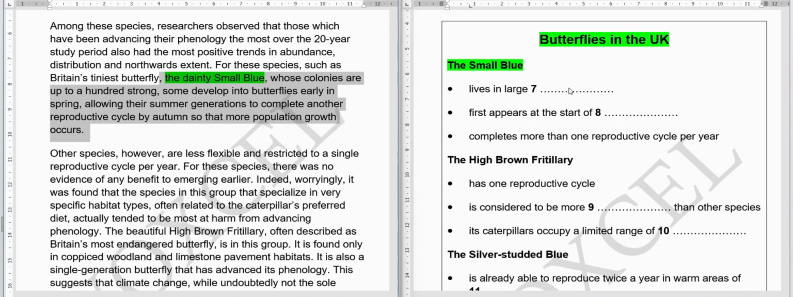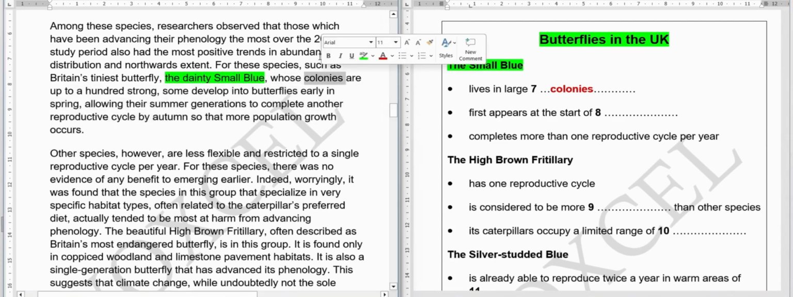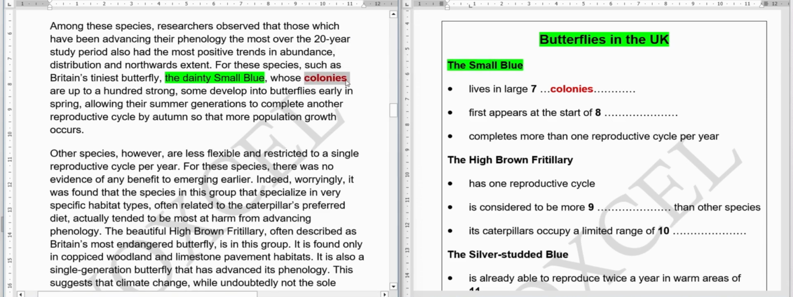Okay, time's up, and I'm going to write the answer here. Let's see whether you figured out the correct answer or not. And the answer is colonies. I hope you have found the correct answer. Here it is. Let me just write the question number in front of it. Question 7.